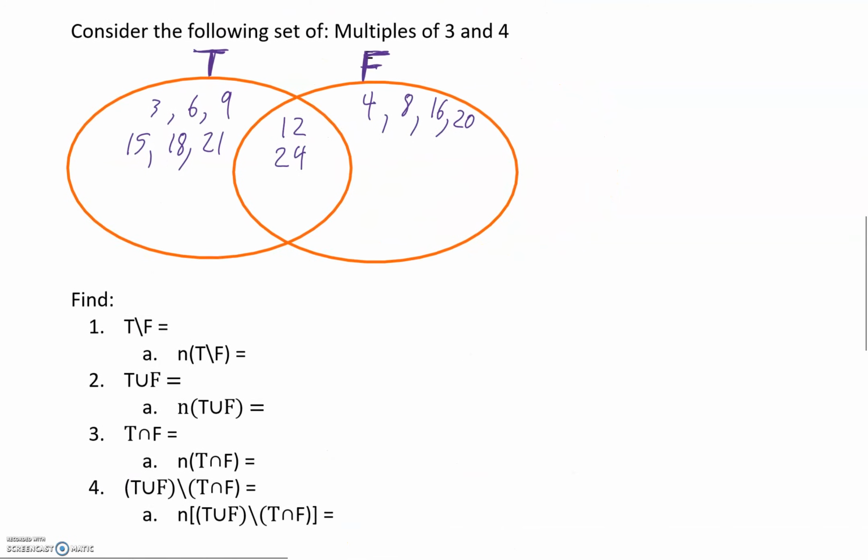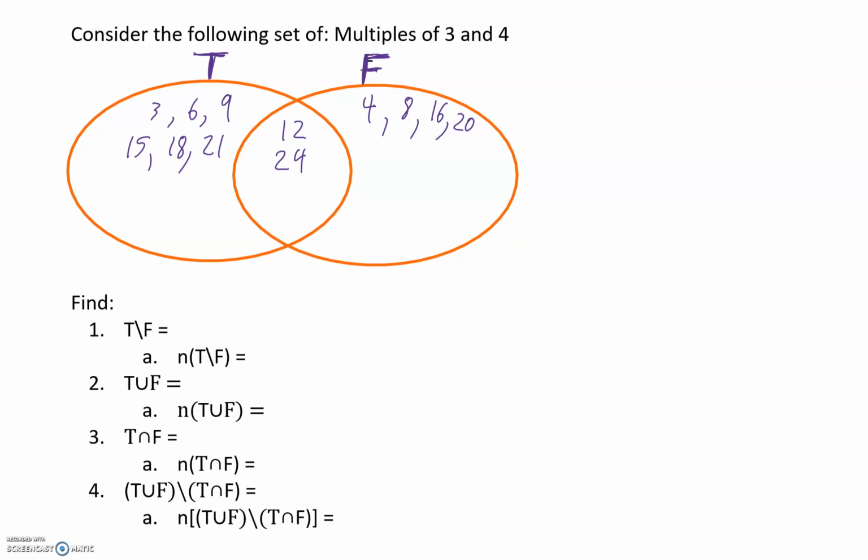So basically you're trying to find, based off of what we've already looked at, the following underneath here. So T, or the set of multiples of 3, minus the set of 4. So what part of our Venn diagram would this be? Well, it would be our 3, 6, 9, 15, 18, 21 part. And then the n symbol here tells us we need to count that. So 1, 2, 3, 4, 5, 6. There are 6 items in that set.